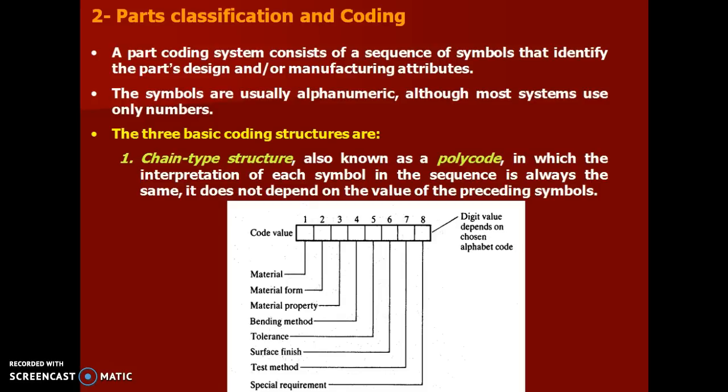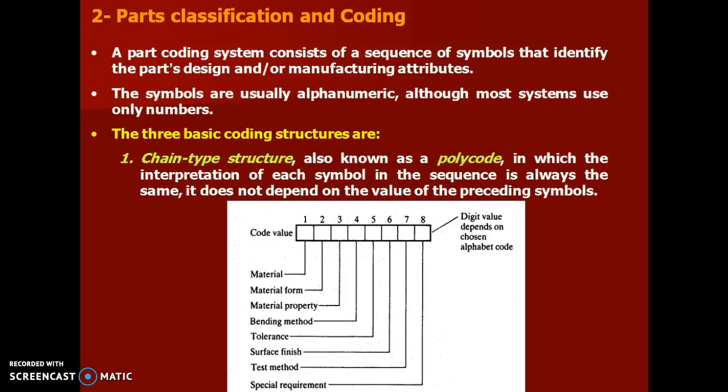A part coding system consists of a sequence of symbols that identify the part's design or manufacturing attributes. The symbols are usually alphanumeric, although most of the systems use only numbers. So you will be making use of three basic coding structures. The first one is the chain type structure. It is also known as polycode, in which the interpretation of each symbol in the sequence is always the same. It does not depend on the value of the preceding symbol.